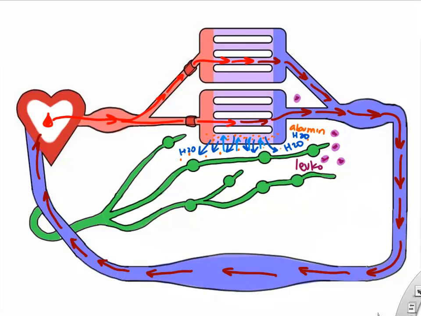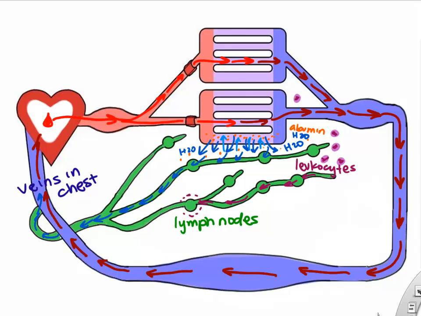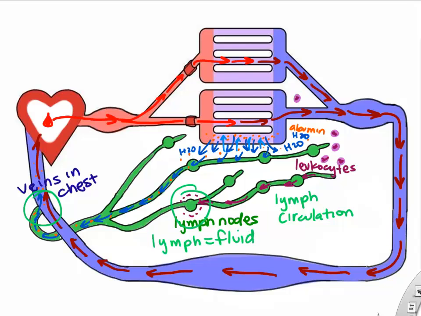We also have leukocytes that can migrate out of our blood vessels into the tissues. These lymphatic vessels pick up the fluid, the albumin, and even those leukocytes, and return that fluid back to the veins in our chest. So all day long we have this fluid and these cells circulating in these lymphatic vessels, stopping along the way at lymph nodes. This lymphatic circulation starts in your peripheral tissues and then returns this fluid back towards the veins in your chest. We call the fluid lymph, or lymph fluid.